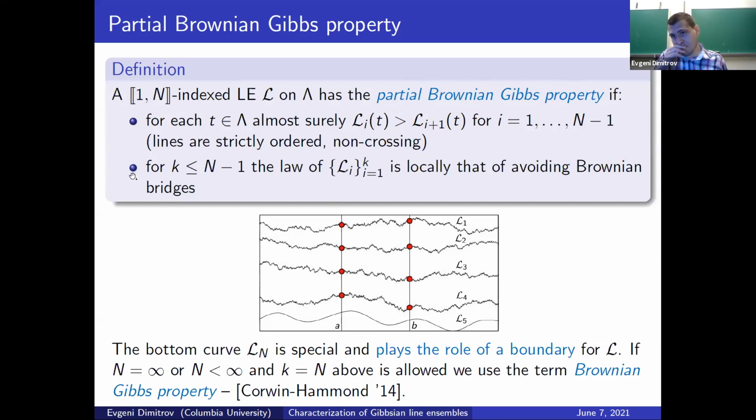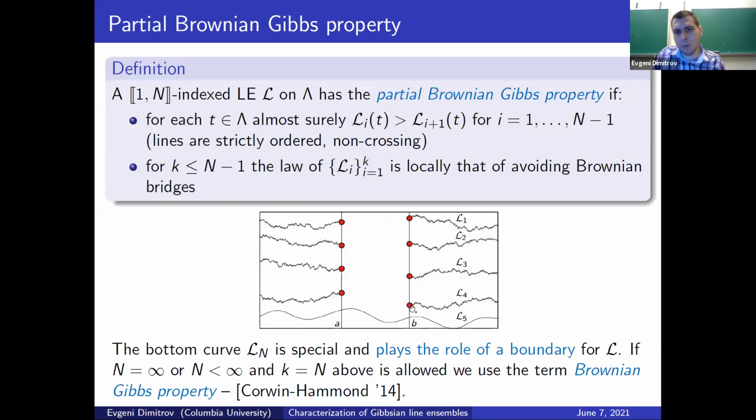The second condition, which is the essence of this Gibbs property, is that you want the distribution of these curves to locally look like avoiding Brownian bridges. One way to think about the second condition is that you want the law of your ensemble to be invariant with respect to the following resampling procedure. You start by sampling your line ensemble and plotting it on this picture, and you fix two deterministic times, little a and little b, inside of your interval. This is the first stage. In the next stage, you fix a number k, which is less than the total number of lines, and you erase the top k curves of this ensemble between these two times a and b. That gives you a picture like this.